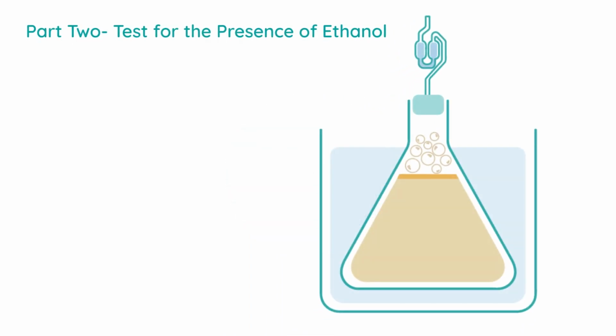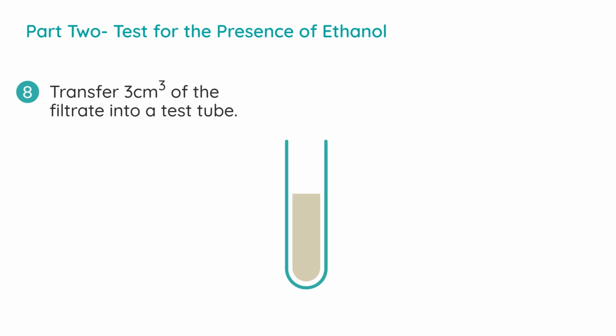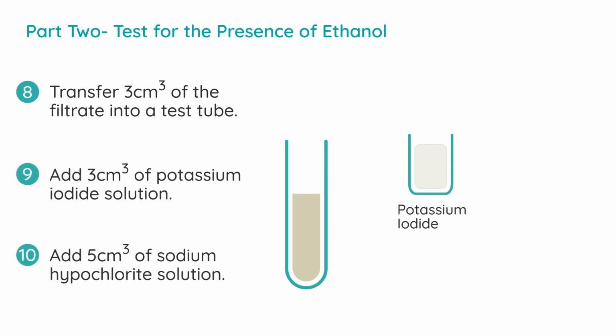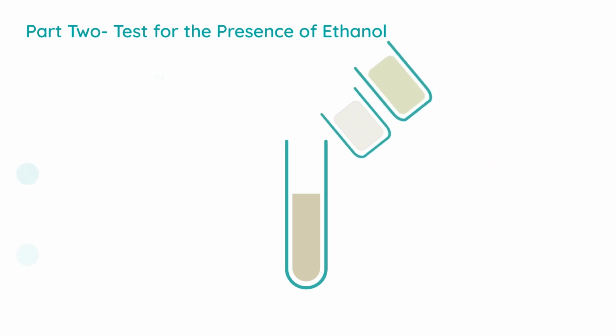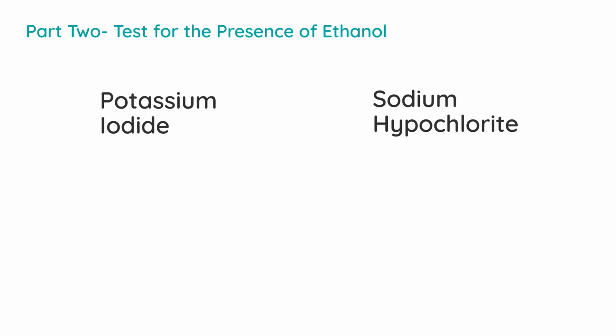is ethanol. So to do this, we filter the contents of the conical flask, we transfer 3 centimeters cubed of the filtrate into a test tube, and then add 3 centimeters cubed of potassium iodide solution and 5 centimeters cubed of sodium hypochlorite solution. You will notice that the solution then turns a brown-orange colour. Now, be sure you're able to spell these chemicals correctly and that you can state the starting colour, which is a brown-orange colour, and the finishing colour.